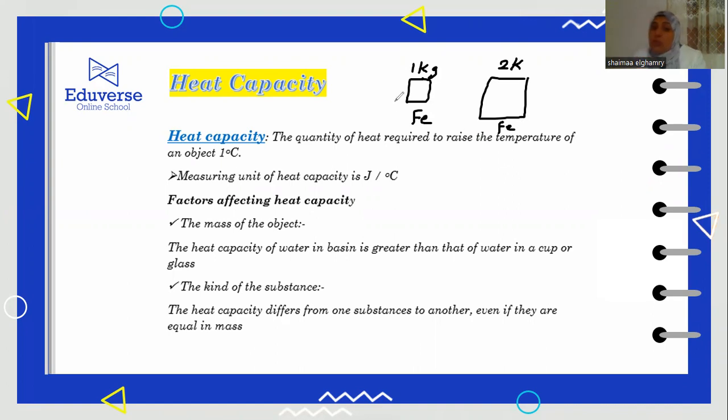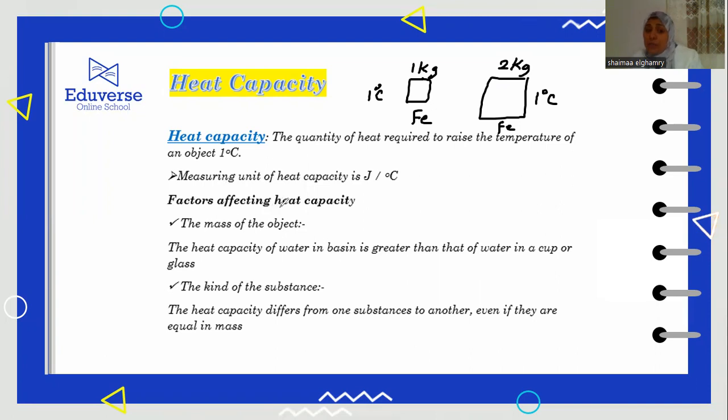So to raise the temperature of the first one by 1 degree Celsius, you need an amount of heat less than the amount of heat required by the 2 kilograms to raise them 1 degree Celsius. So heat capacity is what? The quantity of heat required to raise the temperature by 1 degree Celsius. Here we have the same specific heat for the same substance, but because we have different masses, we have different amounts of heat.